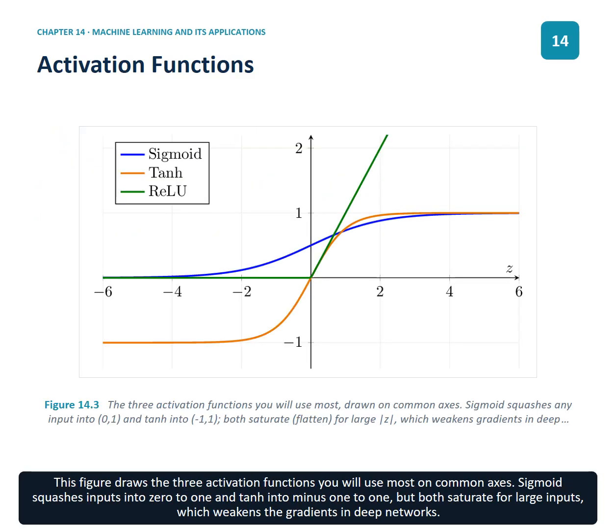This figure draws the three activation functions you will use most on common axes. Sigmoid squashes inputs into 0 to 1 and tanh into -1 to 1, but both saturate for large inputs, which weakens the gradients in deep networks.